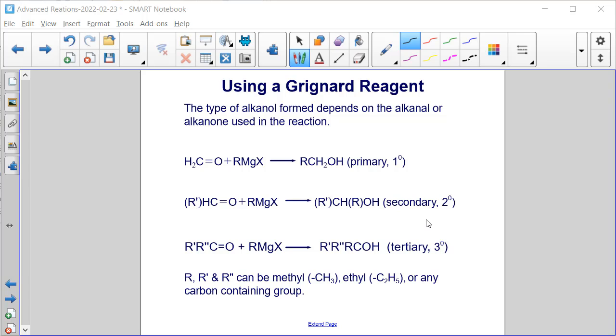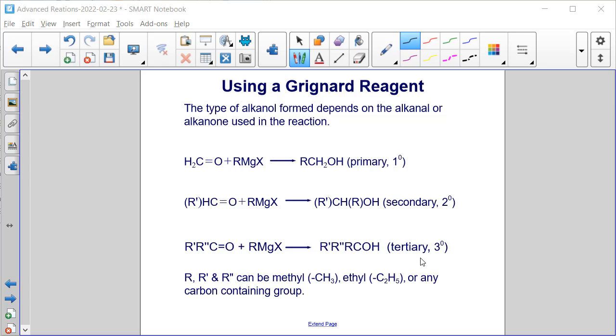Now, if the original reactant has no hydrogen, so we have C double bonded to O, and then also bonded separately to 2 R groups, 2 carbon containing groups, which we're calling R prime and R double prime. When we react that with our Grignard reagent, now carbon is single bonded to each group, R prime, R double prime, and R, and then also single bonded to OH.